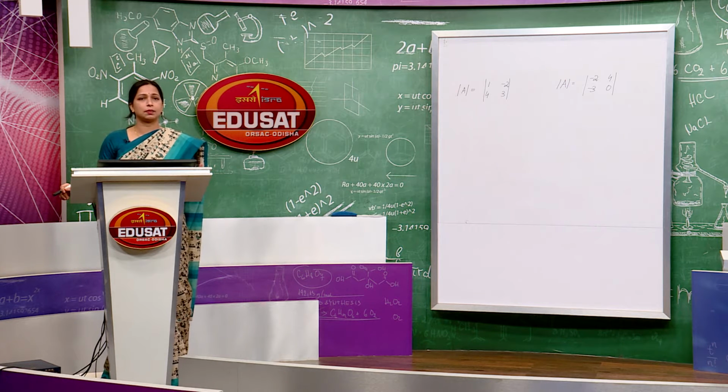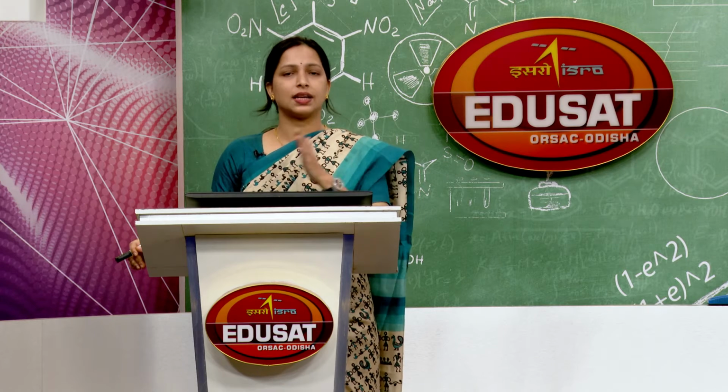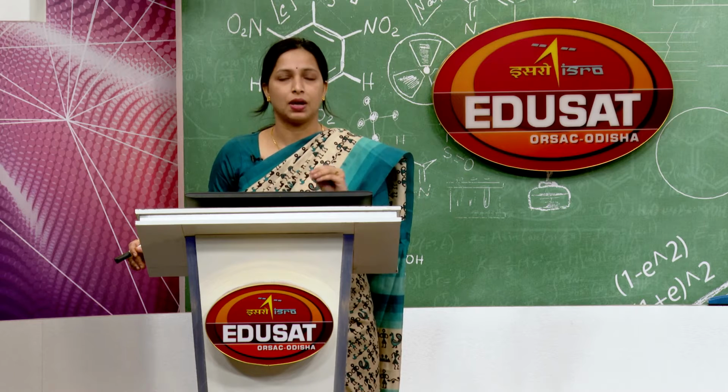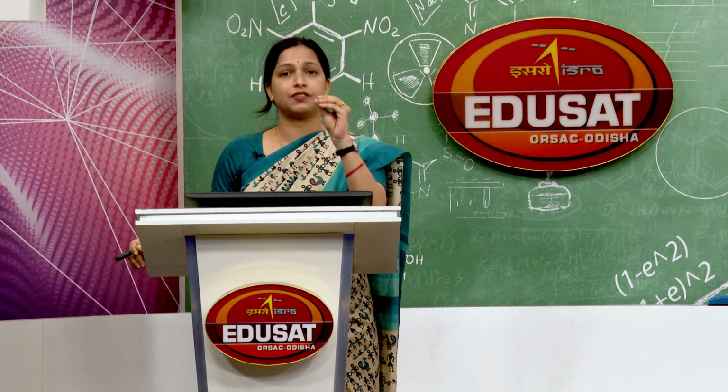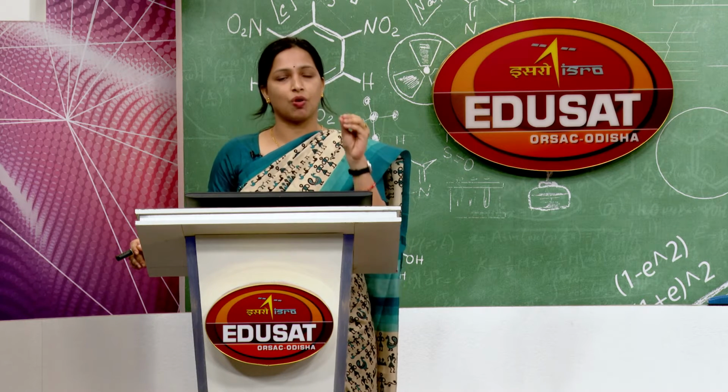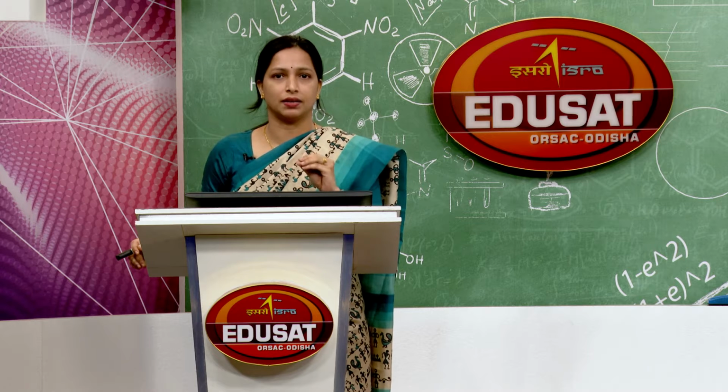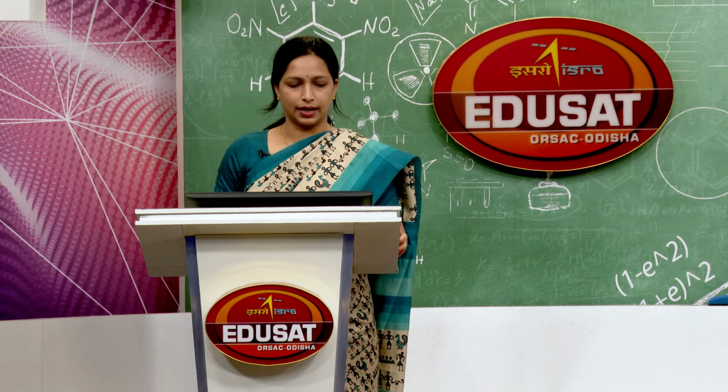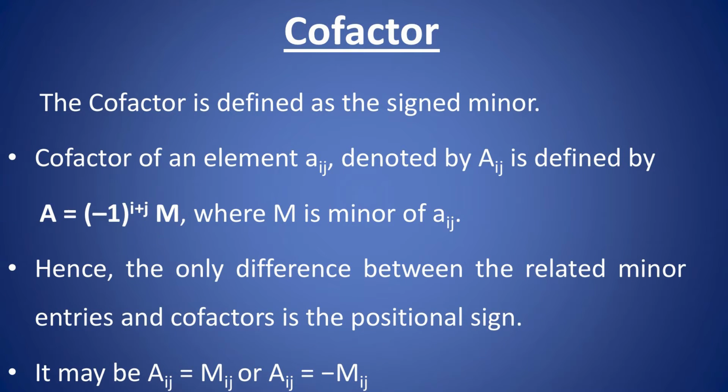Now, let us discuss cofactor. Minors and cofactors are more or less the same, but the only difference is the sign. That means, cofactor is a signed minor. Let us take a look at the slide. So, cofactor is defined as a signed minor. Signed minor means there is a sign, plus or minus, right. So, the cofactor of an element is denoted by capital A i j, where i is representing the row and j is representing the column, right.